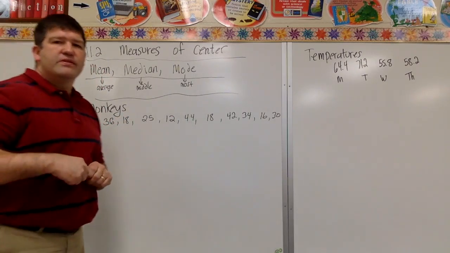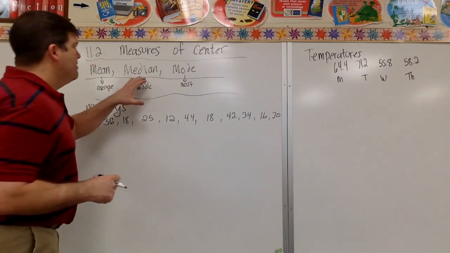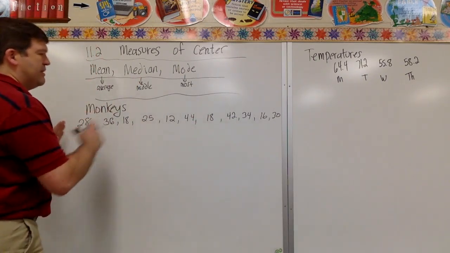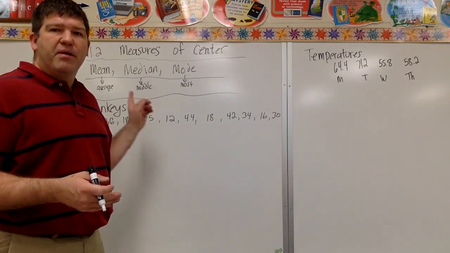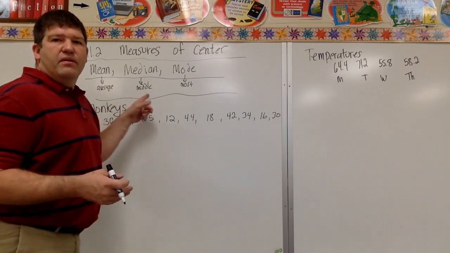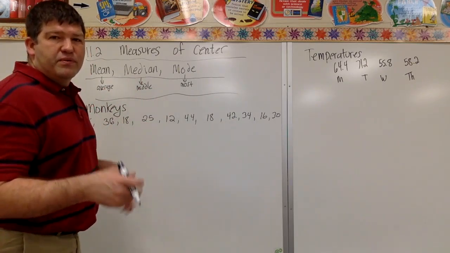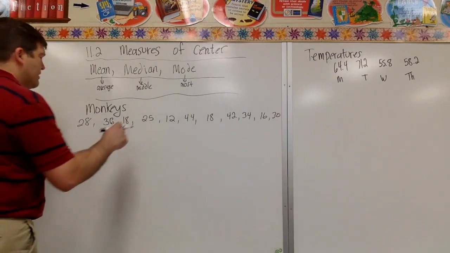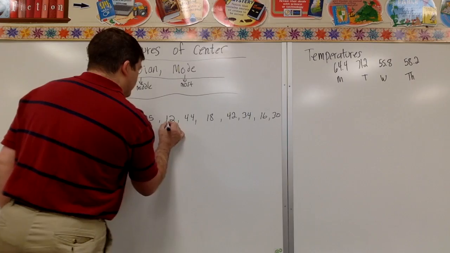Okay, so first thing I'm going to do is I'm going to place them in order. So I'm kind of getting them in line from least to greatest. Then I will add them all up, divide by it. That'll give me my mean. Then I will look in the middle. That'll give me my median. Then I'll look which one's the most. That'll give me my mode. Okay, so let me find the least one. Looks like 12 right here.